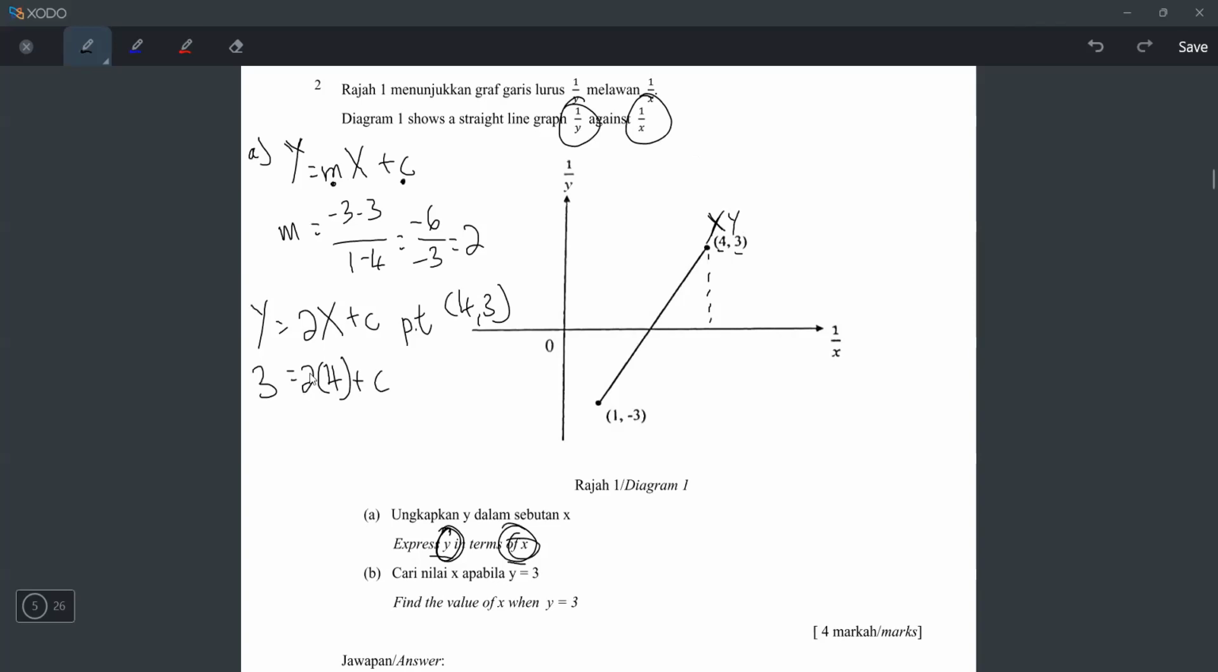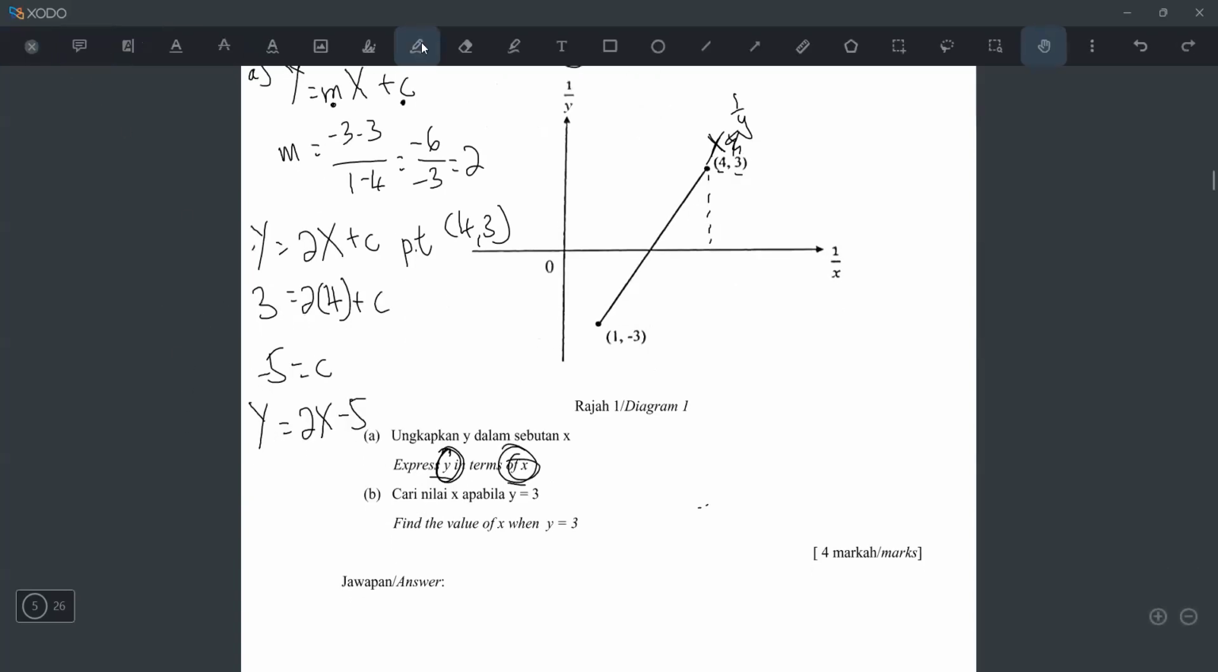But some students make this mistake where they won't write the big Y. Instead, they write 1 over Y equals 2, 1 over X plus C. They will write like this. And then when they substitute the 3, they will substitute like this, 1 over 3, which is wrong already. Because the 3 is not Y. The 3 is the 1 over Y. It's actually the whole thing. The whole thing is 3, not just the small y. That is why you have to be careful. So let's continue. Your C equals 3 minus 8, which is -5. So now your equation is big Y equals 2X minus 5, but it's still big Y, big X.